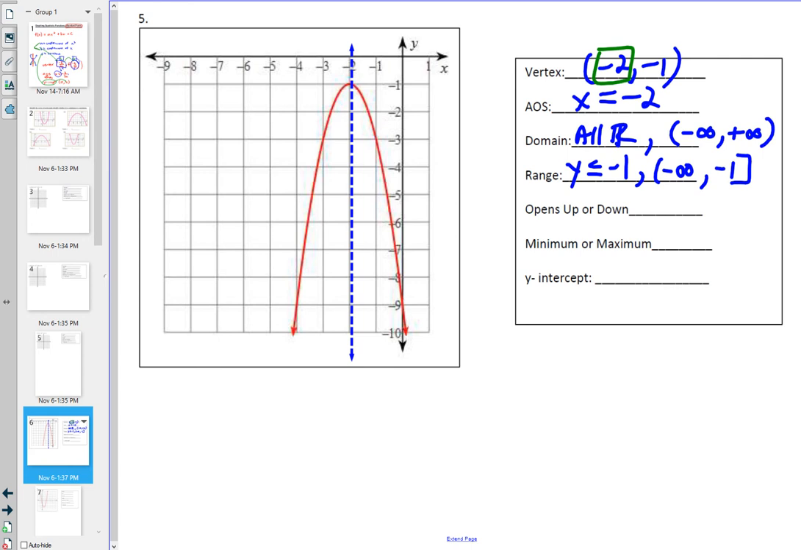Does this parabola open up or down? No. It does open down.